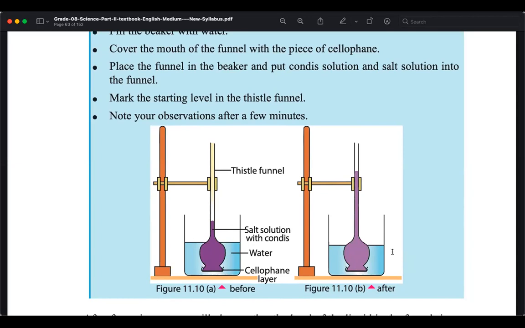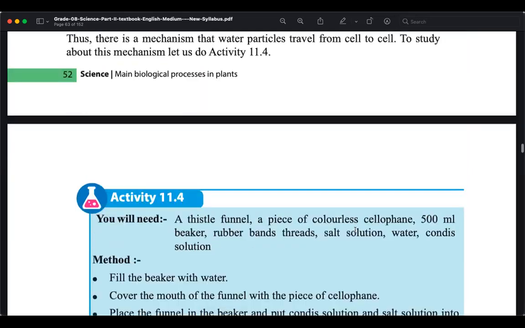Then what will happen? Because the amount of water is low in this, but there is a high concentration of water in the external container, through this thin cellophane layer, it absorbs. Actually, this is not diffusion, because in diffusion there is no intermediate layer, but here there is a layer. That is why it is called osmosis, right?